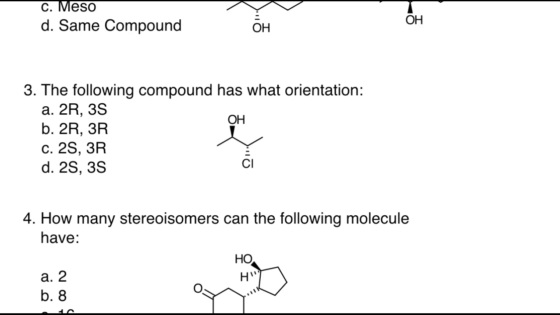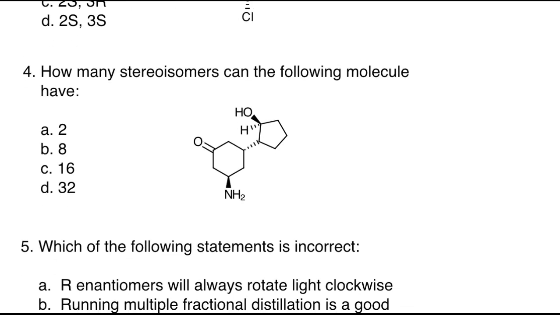Now keep in mind, position 2 is the alcohol, position 3 is the chlorine when we're referring to this. So that numbering is really following the ranking of the substituents that would be present there as far as naming or IUPAC standards. All right, so then number 4, how many stereoisomers can the following molecule have?